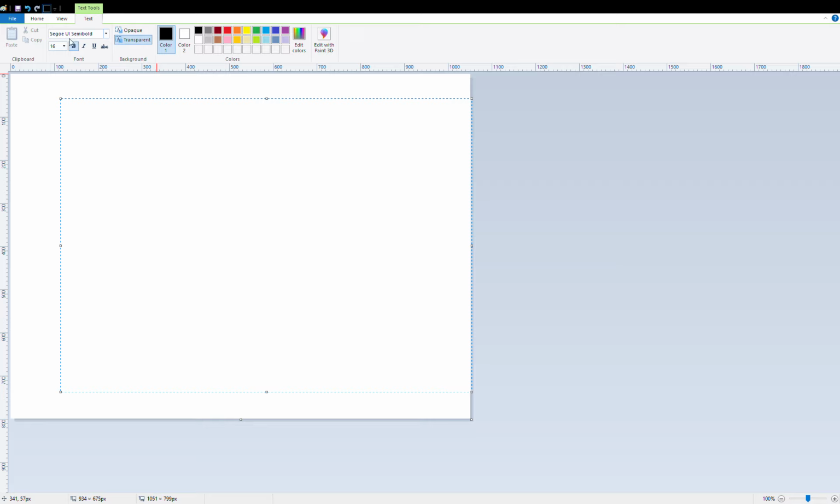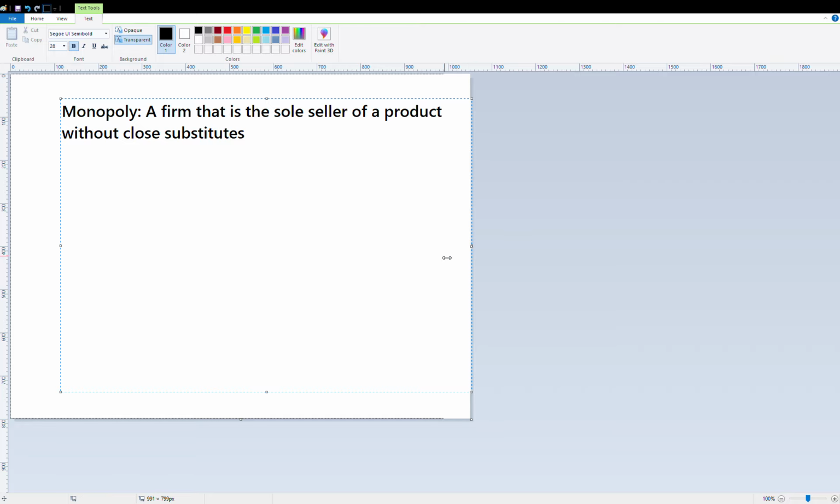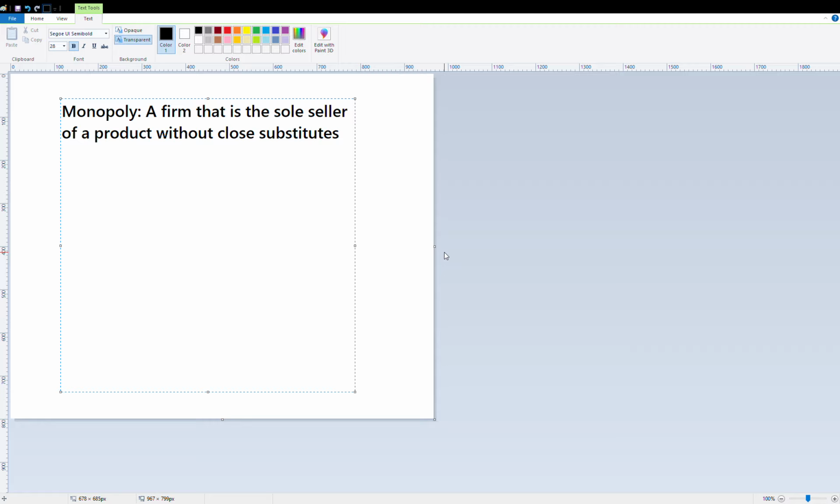So what is a monopoly? Let me make the font bigger. Okay, so basically a monopoly is a firm that is the sole seller of a product without close substitutes. What I mean by that is any company that produces something that no other company makes. It's like the only company in the market.